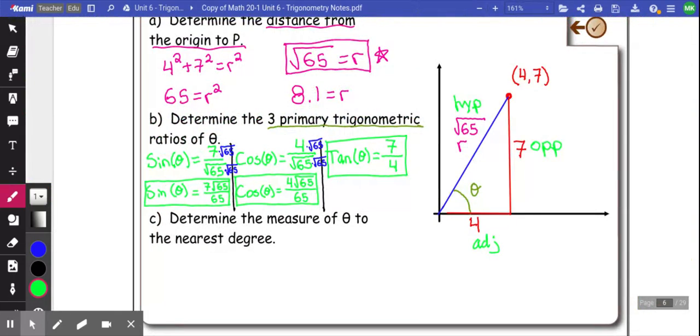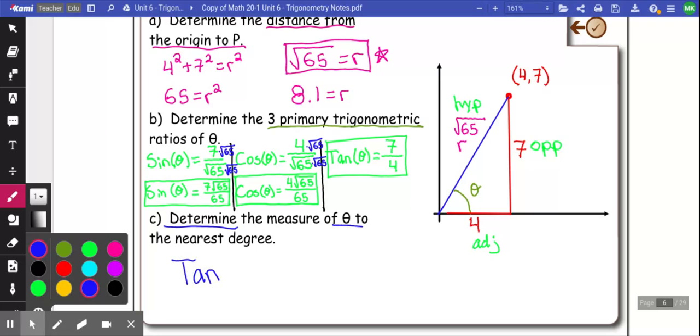Awesome. For part C, it says determine the measure of theta. To figure out theta, you can use any of the 3 primary trigonometric ratios. If you took any of them and you did second sine or second cos or second tangent, it would work. I'm going to do tangent because the numbers 7 over 4 are the easiest. Remember, to find an angle, you go second and then tan. And you could have done this with sine or cos. And then you put the fraction inside the brackets, and that will tell you the measure of your angle. If I go second tan, 7 divided by 4, I get 60 degrees.